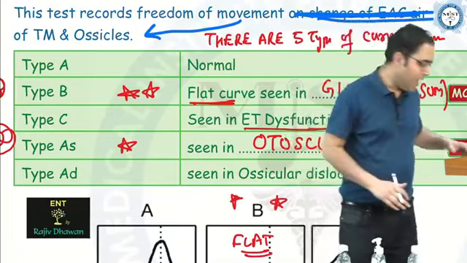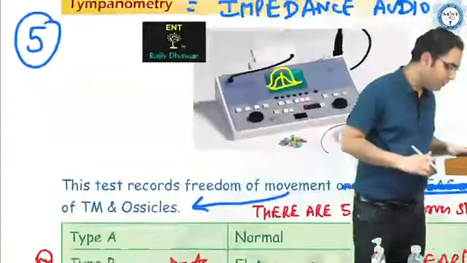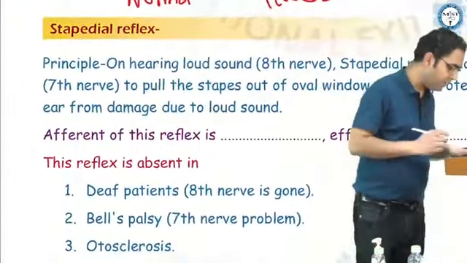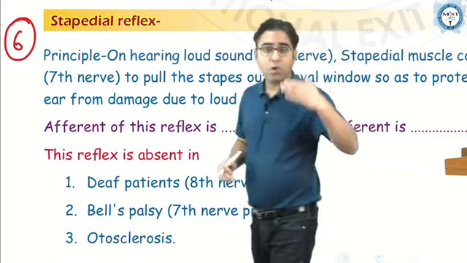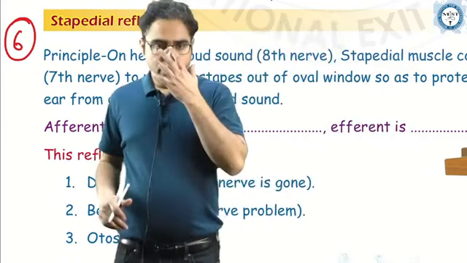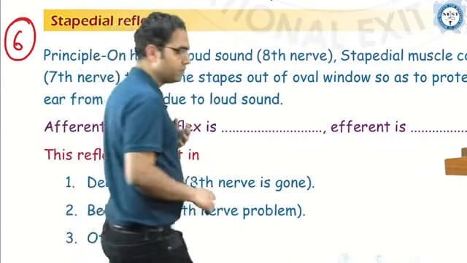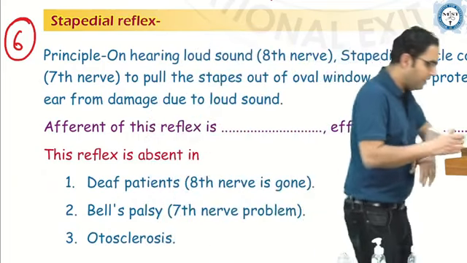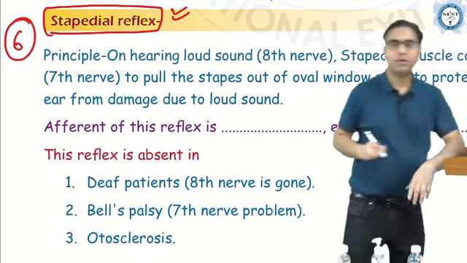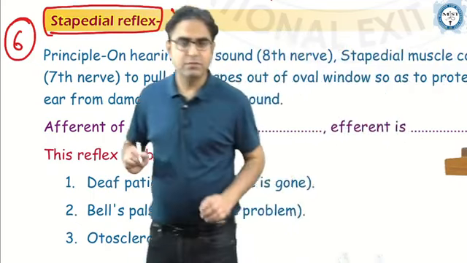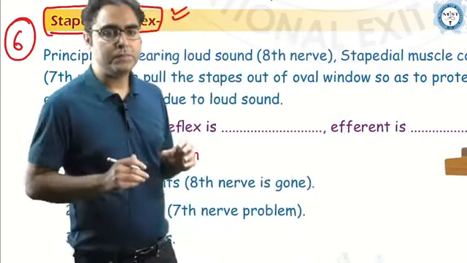Okay. Now, let's go further, beta. This was the 5th test, beta. Now we come to the 6th test, beta. We're doing audiology tests, beta. 6th test, beta. Stapedial reflex. Look at the principle.